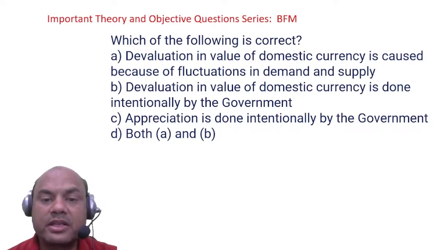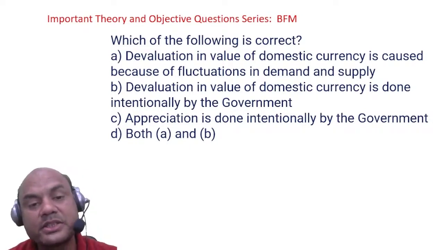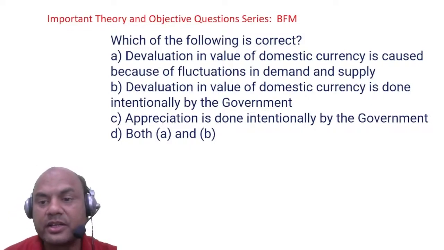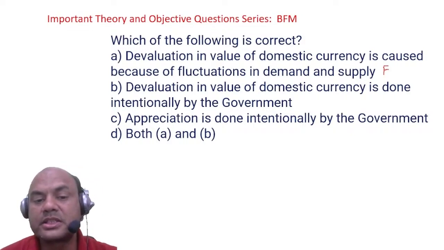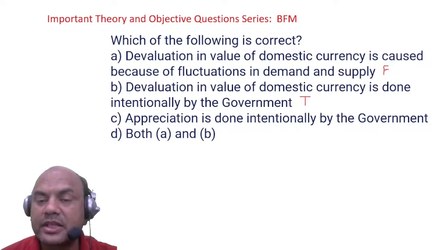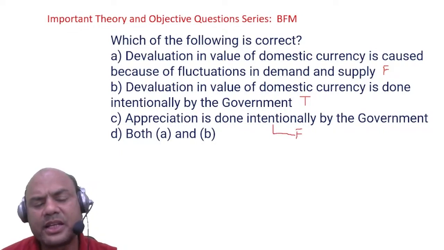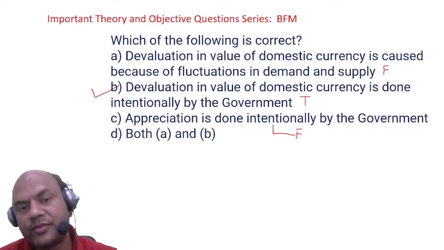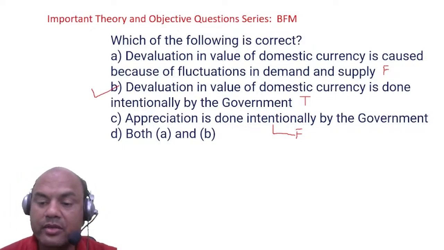Devaluation in the value of the domestic currency is caused because of fluctuations. Devaluation is done by the government. Revaluation is done by the government. So this is false. Devaluation in the value of the domestic currency is done intentionally by the government. True. So one, I got it true over here. Appreciation is done intentionally by the government. Appreciation is done by the market forces. So this is false. Both A and B, that is obviously false. So the answer is only B. Only B is correct.